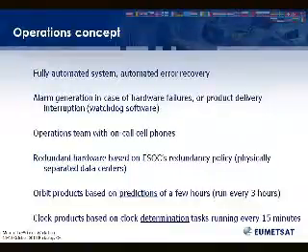The operations concept is asking for a fully automated system with automated error recovery in order to keep the cost of all this at bay. Of course, there is watchdog software which checks the proper functioning of the systems. An operations team is on standby and on call 365 days a year.